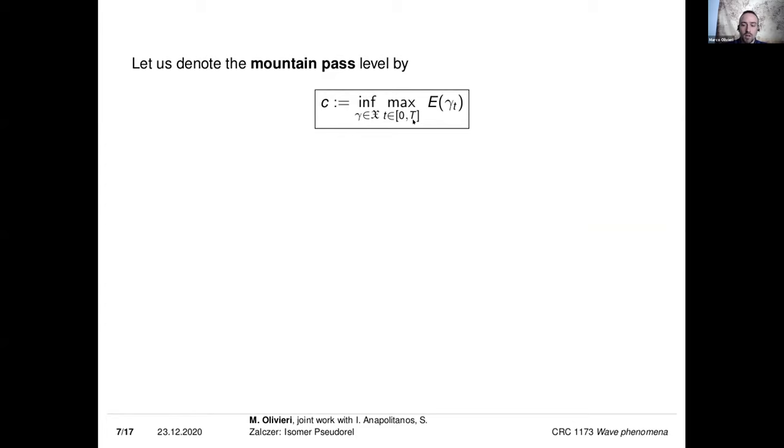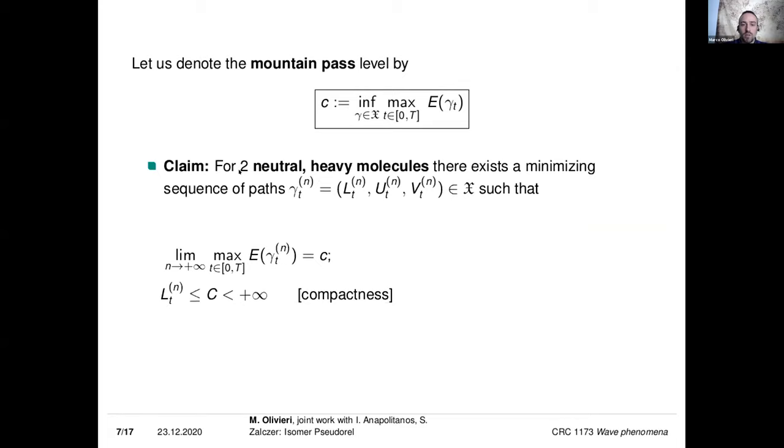And our claim is that for two neutral heavy molecules, so by heavy molecules I mean molecules for which the pseudo-relativistic effects are quite relevant in their dynamical description, then there exists a minimizing sequence of paths of these triples in the admissible paths such that the mountain pass is reached. But an important thing is that we have compactness of the paths. That is, the molecules don't split up and go to infinity, preventing the reaction from taking place, if you want.